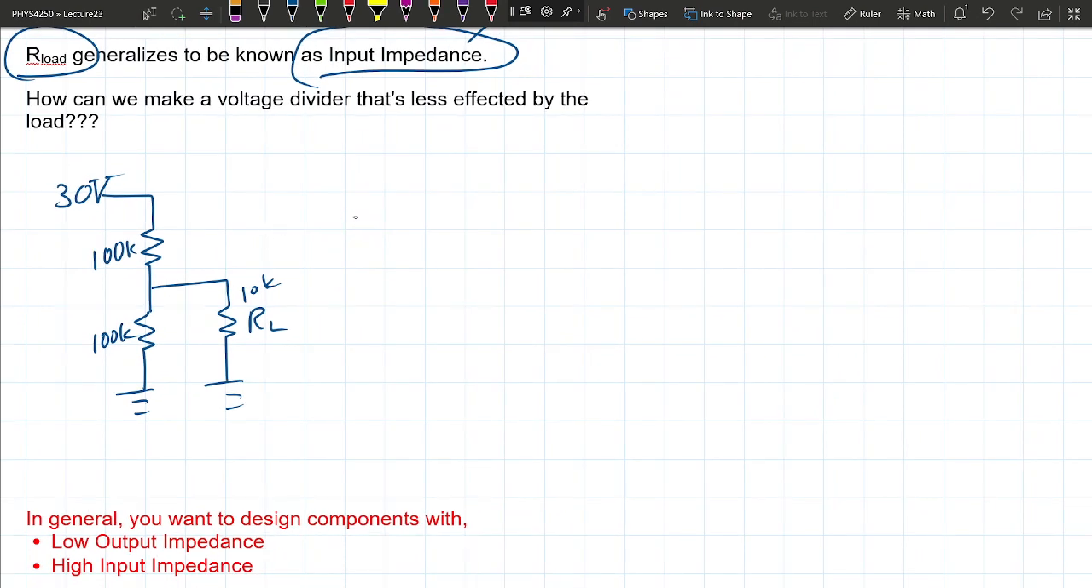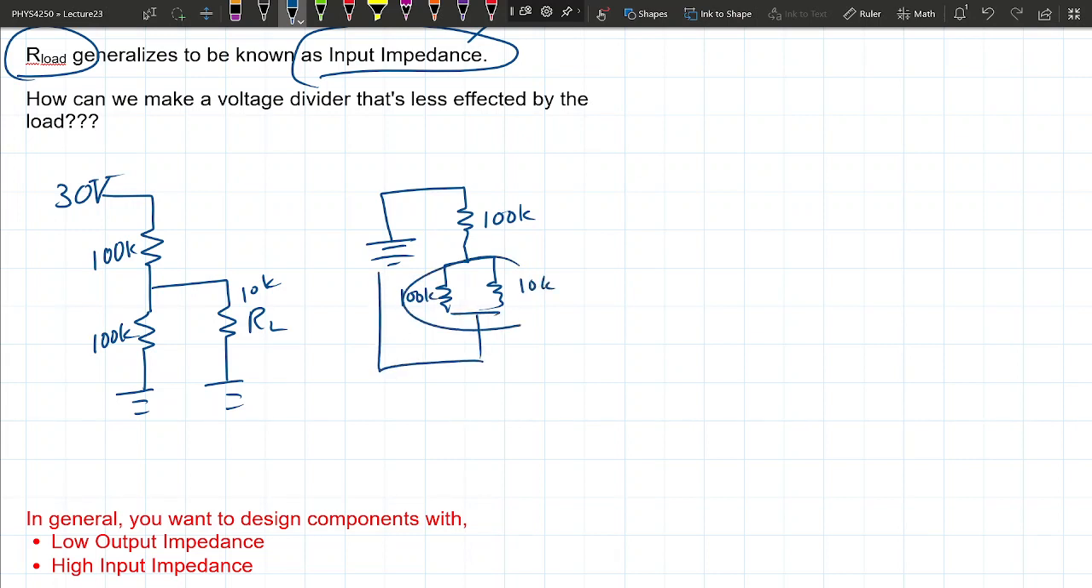So, should I draw the equivalent? Let's just do it, since it's the first day. I think next week I'm going to stop converting these to this picture. So 100K, 10K, can anyone tell me what the equivalent of this is? Just do that calculation real quick. 1 over 100 plus 1 over 10, and all inverted.